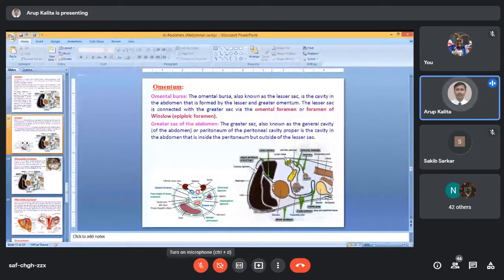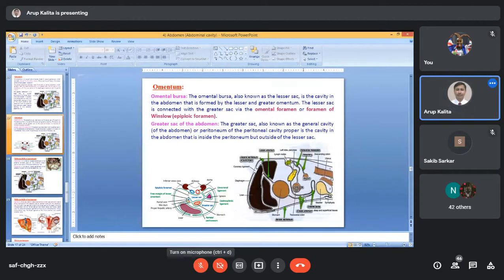Okay, you see, this is the lesser curvature of the stomach. This is the greater curvature of the stomach. So this is greater omentum, this is lesser omentum. Both will form a sac-like structure, and that sac is known as omental bursa. The lesser sac is connected to the greater sac via the omental foramen. You see, this is the lesser sac, this is the greater sac, and these openings is known as omental foramen or foramen of Winslow or epiploic foramen.